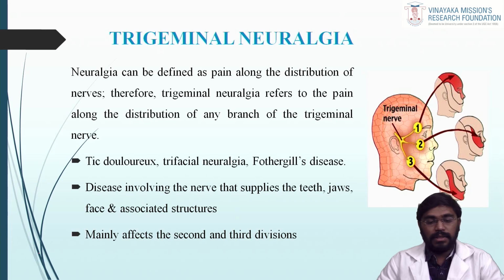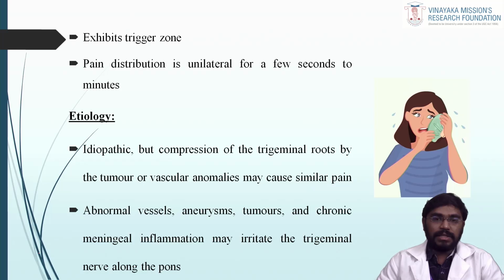Next comes the disease involving the nerves that supply the teeth, jaws, face and associated structures. Mainly it affects the second and third branch, that is maxilla and mandible. It exhibits a trigger zone for the pain. The pain is distributed unilaterally for a few seconds to minutes. Etiology is usually idiopathic, but compression of the trigeminal roots by tumors or vascular anomalies may cause similar pain. Abnormal vessels, aneurysm, tumors and chronic meningeal inflammations may irritate the trigeminal nerves along the pons. So these are the etiological factors of trigeminal neuralgia.